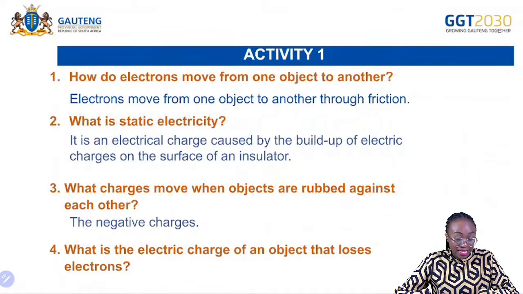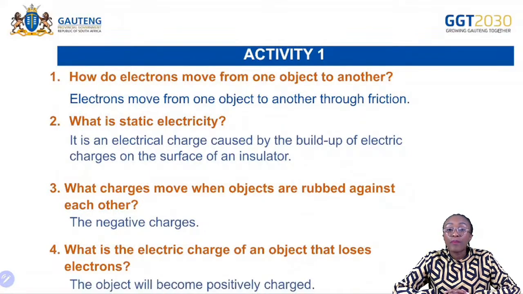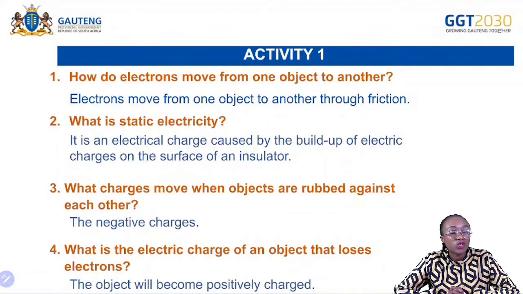And what is the electric charge of an object that loses electrons? That loses electrons, the object will become positively charged. Take 2 minutes to quickly copy down the corrections, and then after 2 minutes, we will continue with our lesson.